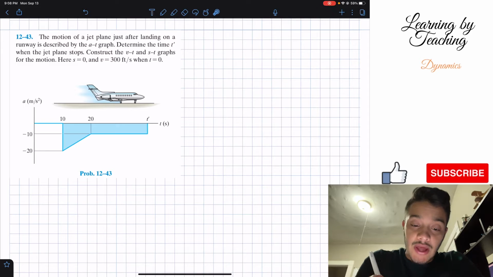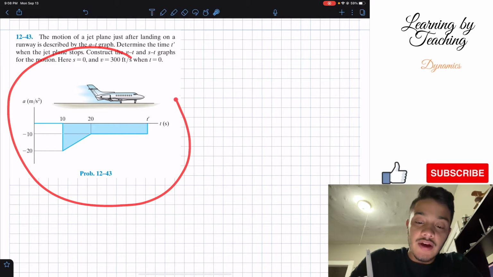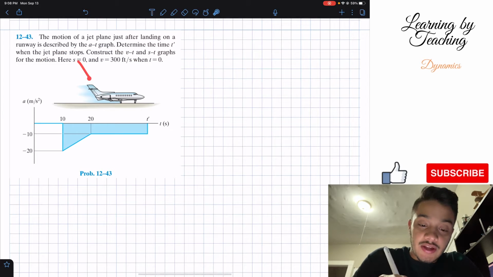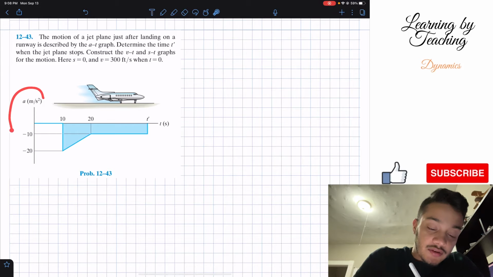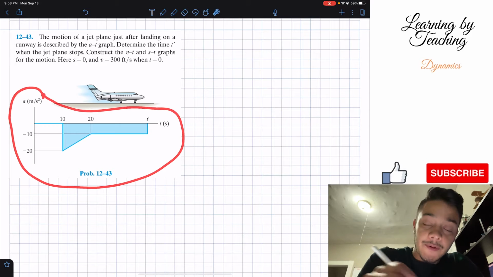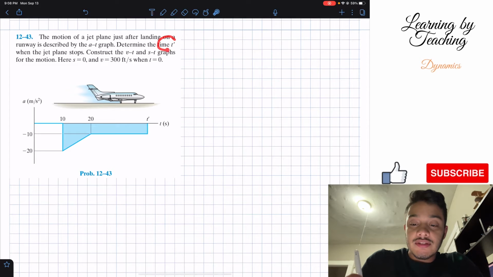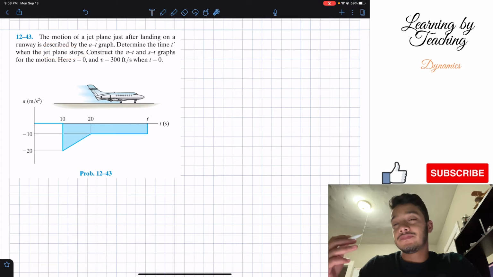So what we have here is a jet plane that has just landed, and the acceleration is described by this graph. What they're asking us is to find the t prime when this jet plane stops, in other words, when the velocity is equal to 0.